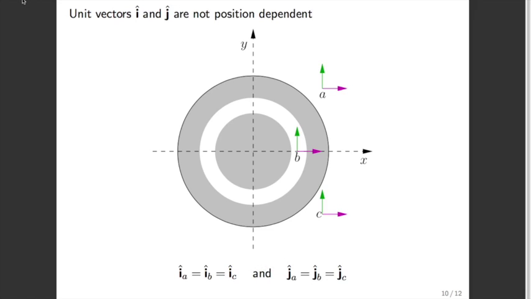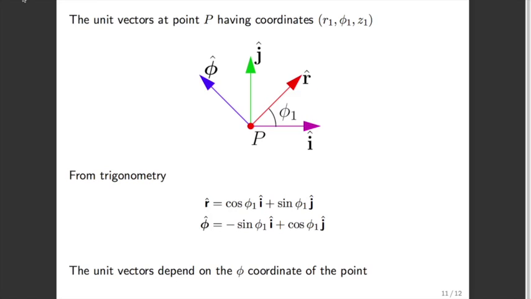This is unlike a Cartesian coordinate system wherein the unit vectors don't change direction. They are the same at all locations. So i hat at location A is the same as at B and the same as at C, and similarly for j hat. Using trigonometry, we can write the unit vectors r hat and phi hat in terms of the unit vectors i hat and j hat.